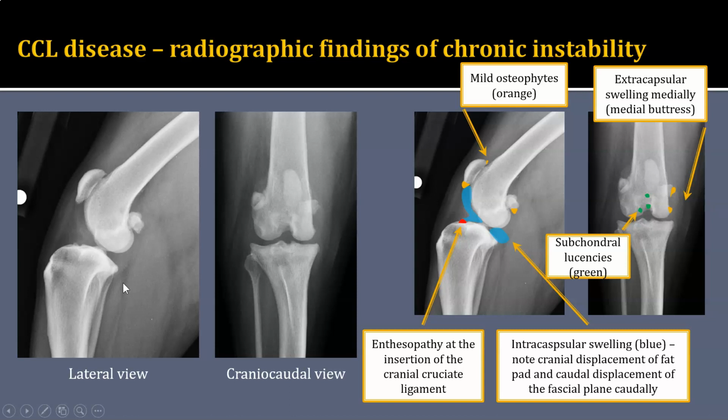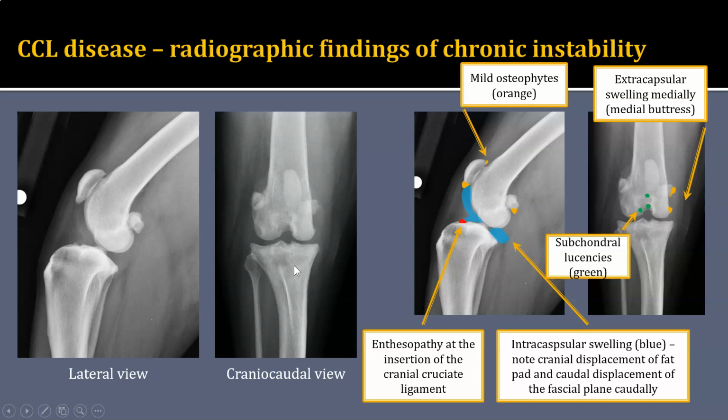And then when we look at the caudal part, there's a normal fascial plane here that should have fat opacity that should separate the joint space from the gastrocnemius muscle belly. And in this case, the joint swelling caudally here is kind of distorting and displacing that fat pad. I've already pointed out some of the osteophytes.